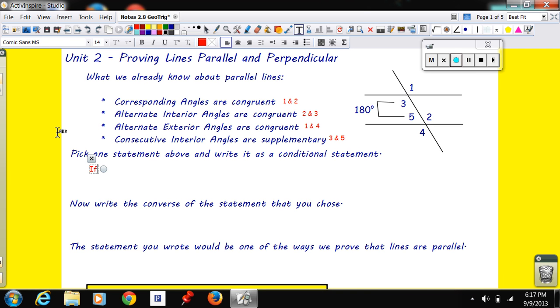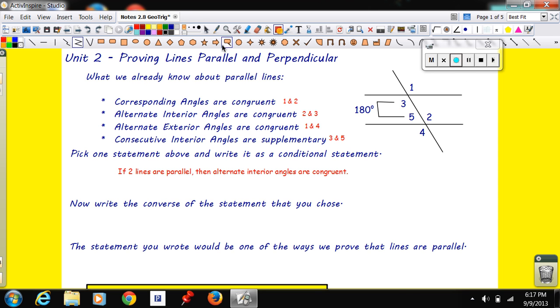If two lines are parallel, then alternate interior angles are congruent. That's the conditional I wanted to start with. Okay, so we said that alternate interior angles are congruent when these two lines are parallel.